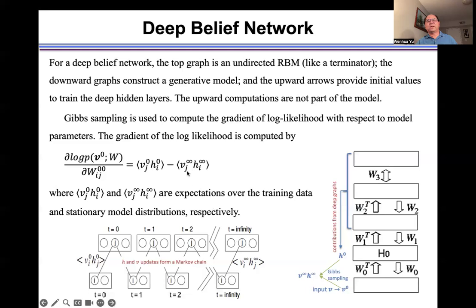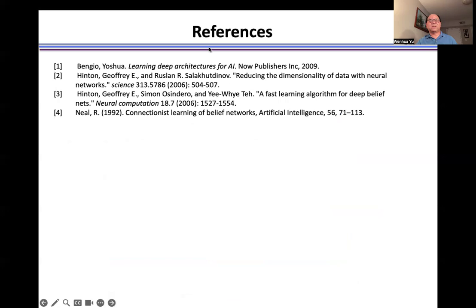We only calculate the expectation in the first block because all the contribution from deeper hidden layers is combined into the first hidden layer. For more details, please check these references.